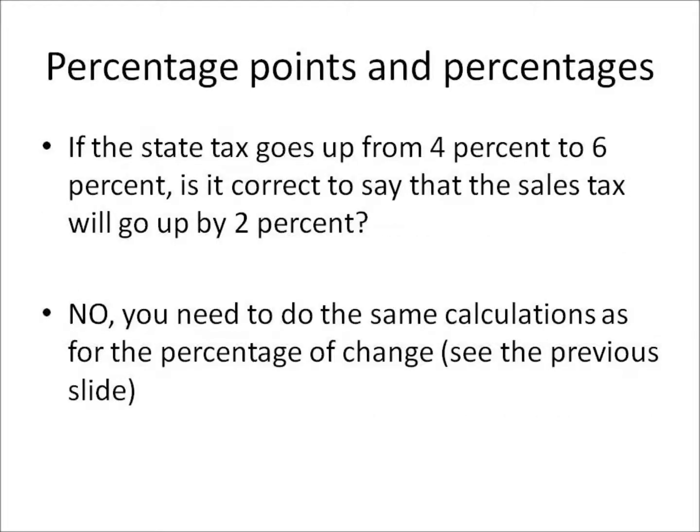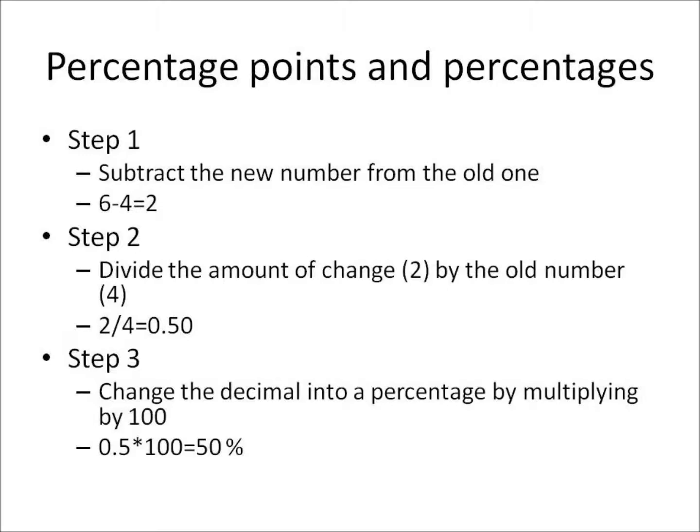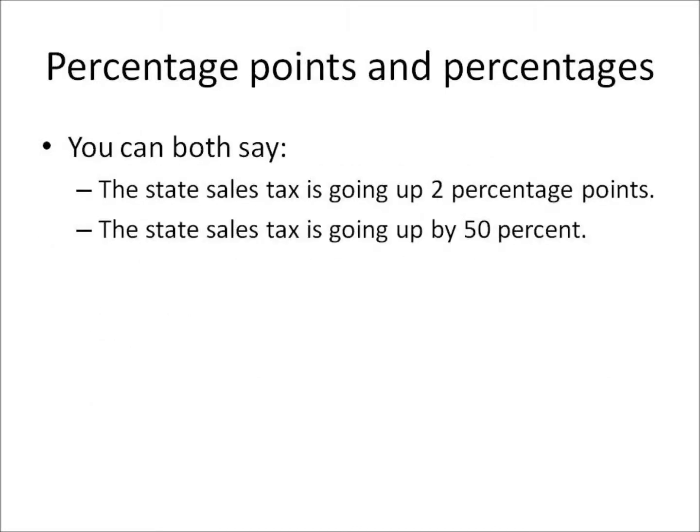So let's have a look at this tricky question. If the state tax goes up from 4% to 6%, is it correct to say that the sales tax will go up by 2%? Well, no, we need to do the same calculations as for the percentage change. Okay? And you can do it yourself, and you'll see that the state tax increased by 50%. So it'll be correct to say that the state sales tax is going up 2 percentage points, or is going up by 50%.